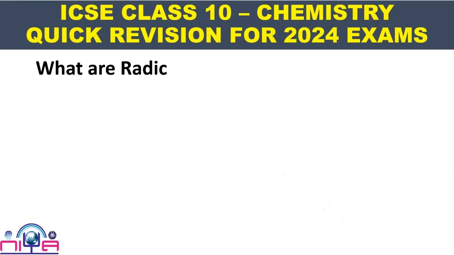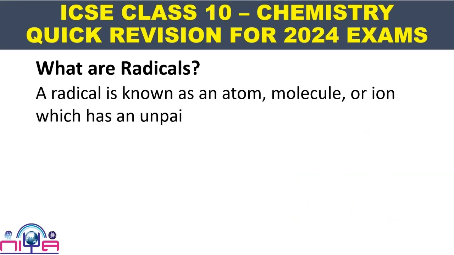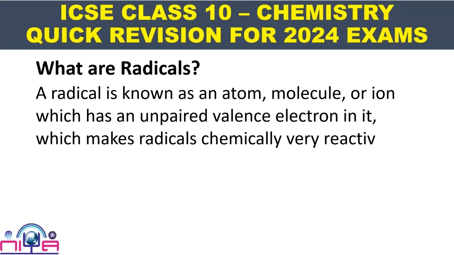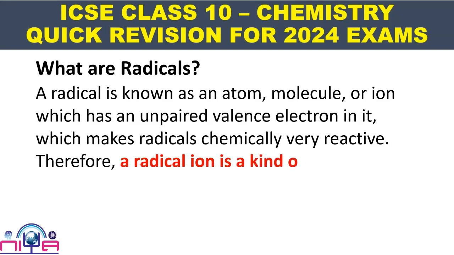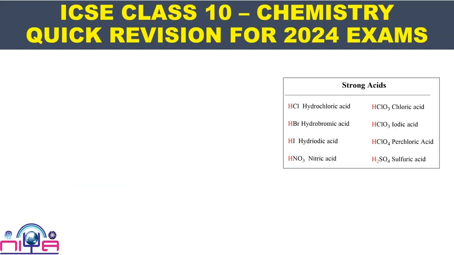What are radicals? A radical is known as an atom, molecule, or ion which has an unpaired valence electron in it, which makes radicals chemically very reactive. Therefore, a radical ion is a kind of free radical that carries a charge, which are 2 types of radical ions.